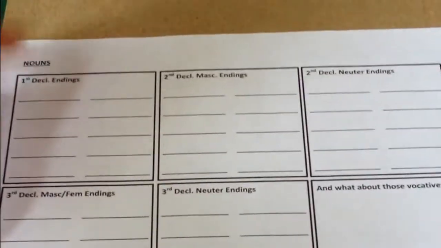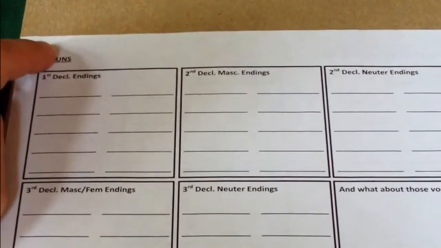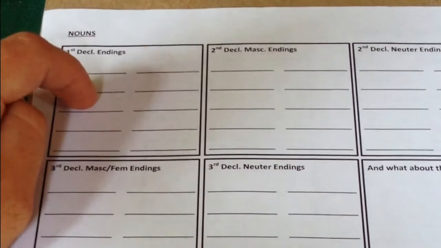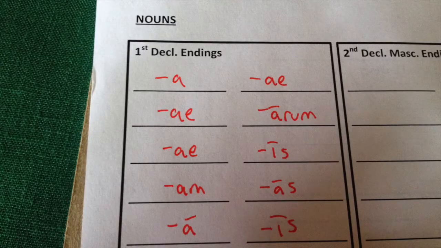We're going to start by looking at the nouns side, okay? And then we're going to look at the first declension endings that we already know, and we're going to start by filling those in. A, ae, ae, am, ā. Make sure that that ablative singular has the long A over it. And in the plural, ae, ārum, īs, ās, īs.